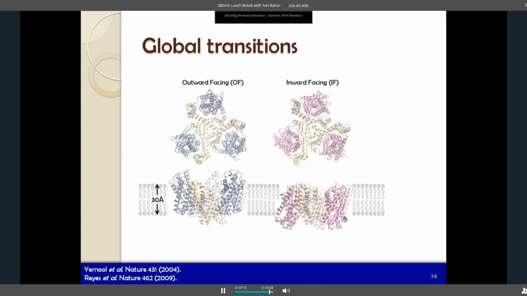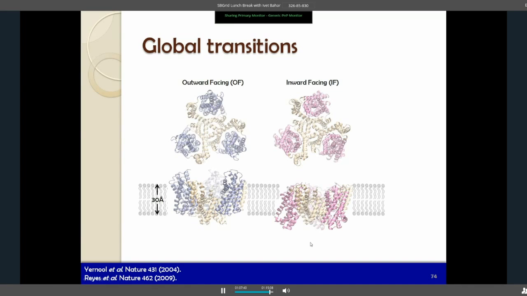This is an aspartate transporter that has been resolved in two different states. An outward-facing state, where it binds the aspartate that is being translocated across the membrane to the intracellular region. And the inward-facing state is, after binding the substrate, it assumes this inward-facing state to release the substrate to the intracellular region.